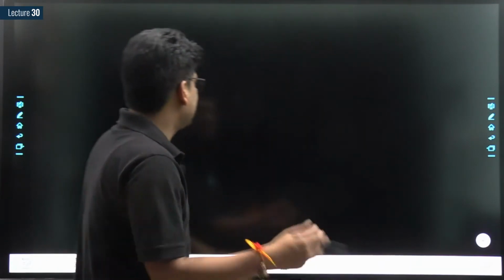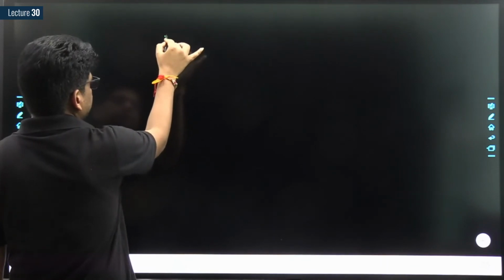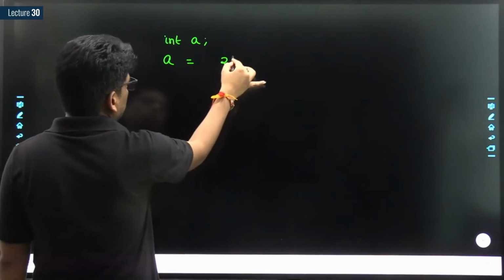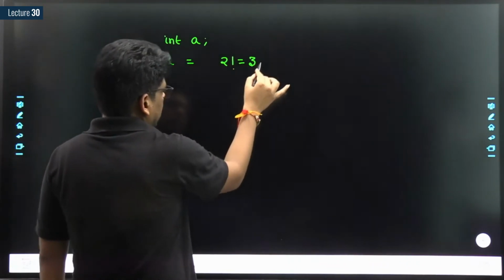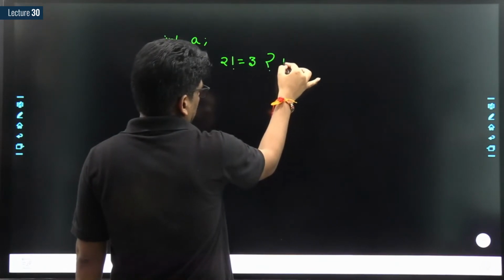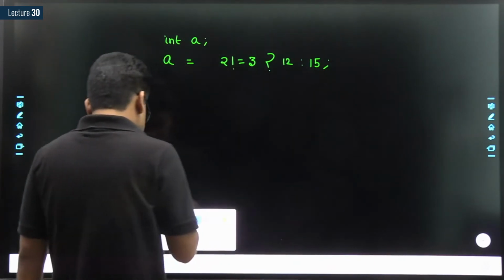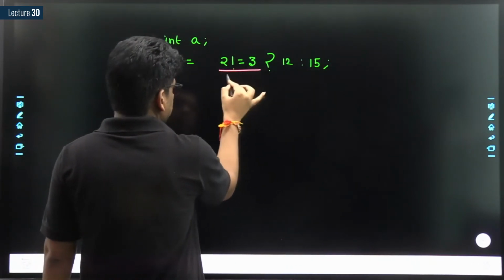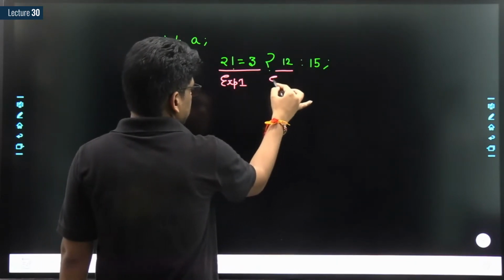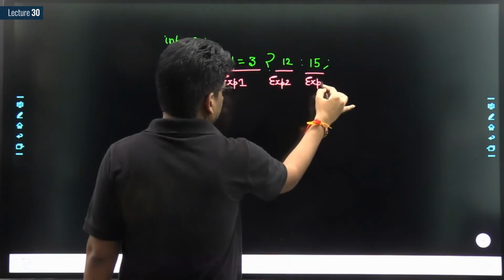Sir, please take another example. Okay, let me take another example. Sir, int A, if I say A is equal to 2 not equal to 3 question mark 12 colon 15. Sir, let's try to understand it. See, this is our expression 1. This is expression 2 and this is expression 3. Okay.